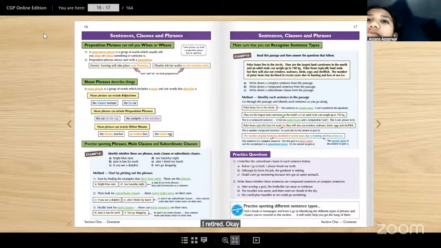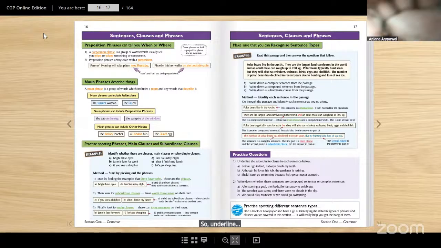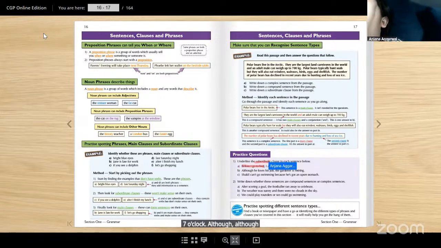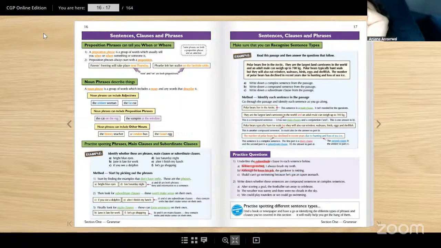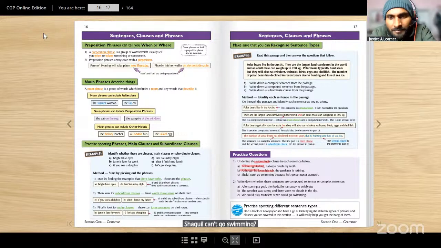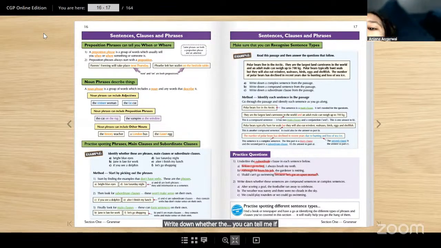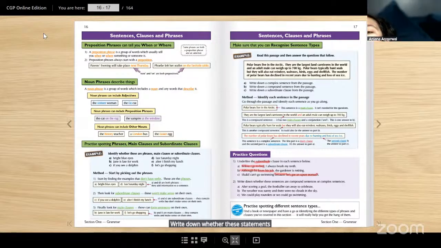Okay, go ahead. Underline the subordinate clause. Before I go to bed, although he loves his job, Shaquille can't go swimming because he's got an upset. Done. Write down whether these are correct or wrong. In the end, write down whether these statements are compound or complex.